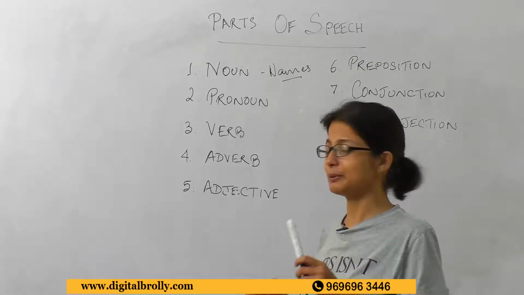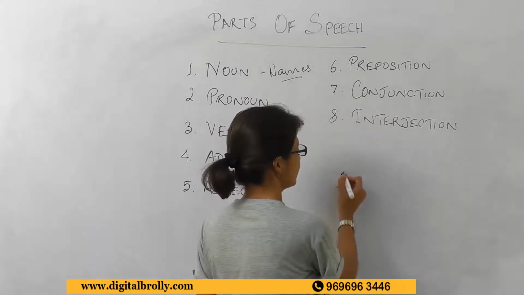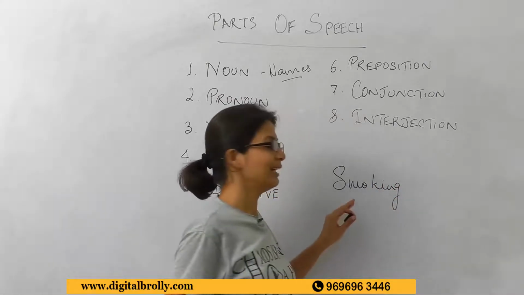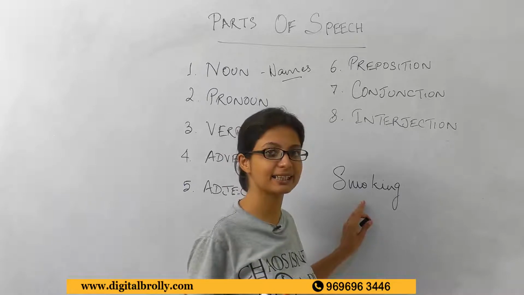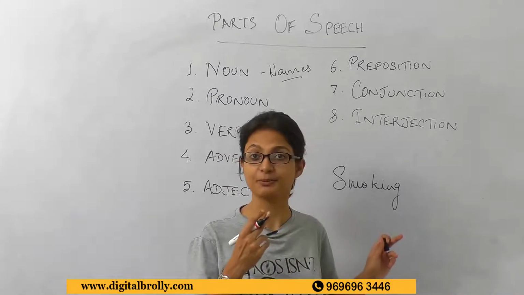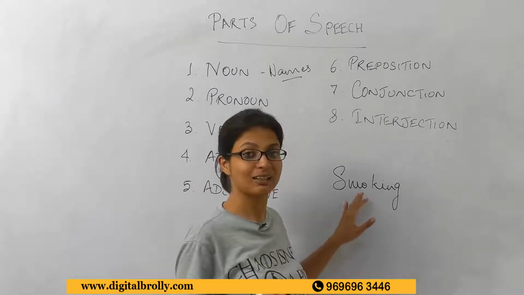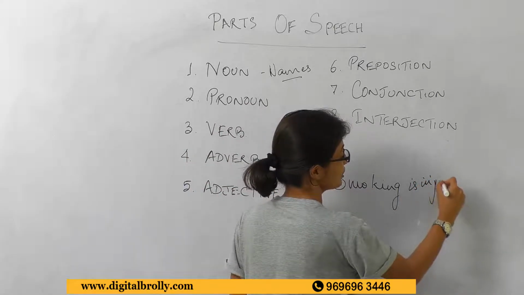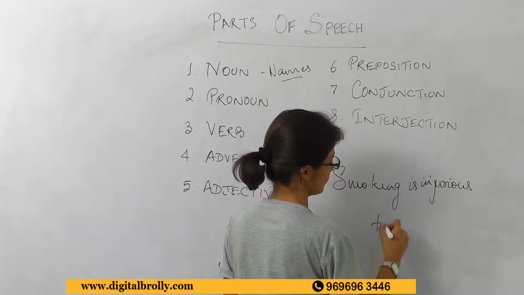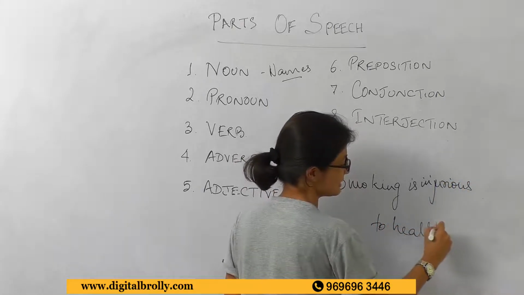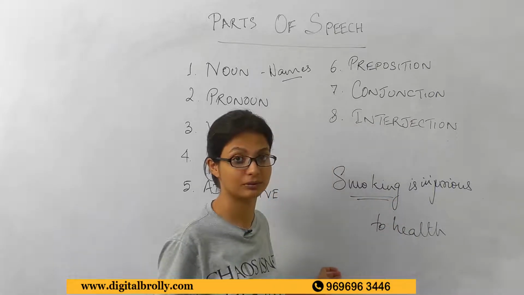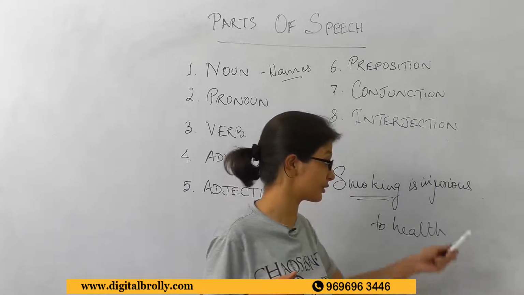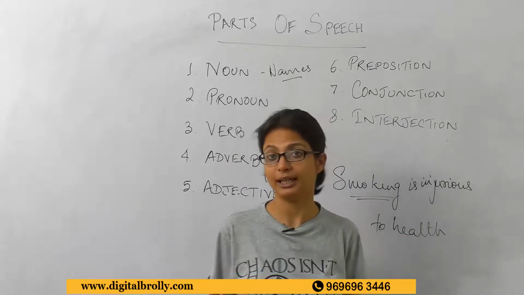Now, I'll give you a simple example. There is a word called smoking. Now, if I simply tell you smoking, you would take it as a verb, obviously the act of smoking. But this can also act as a noun. For example, in the sentence, smoking is injurious to health. In this sentence, smoking is a noun because it is the name of something, of an action that is injurious or that is not good for your health.